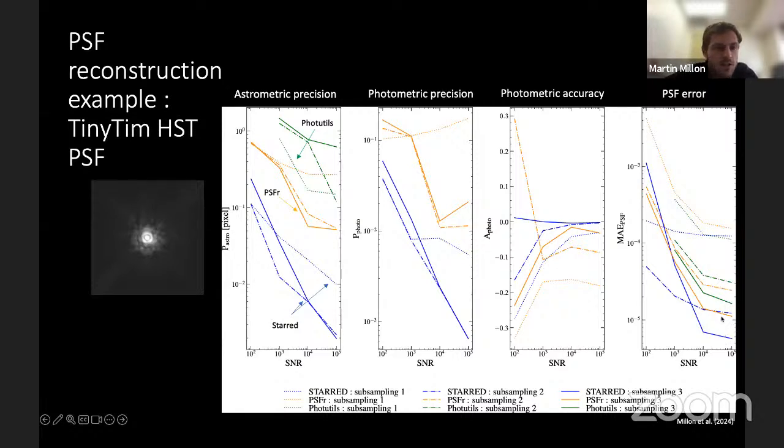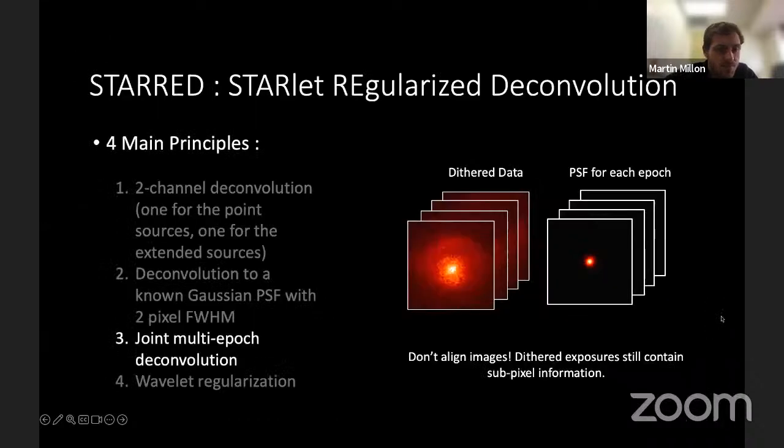Compared to PSFR, which is just like stacking the stars. Okay, so I'll come to the third point, which is the joint multi-epoch deconvolution. What I mean by joint deconvolution is that you give a data cube to the code. You give all your exposures at once, together with your PSF. So you will reconstruct the narrow PSF, this S function, for every epoch.